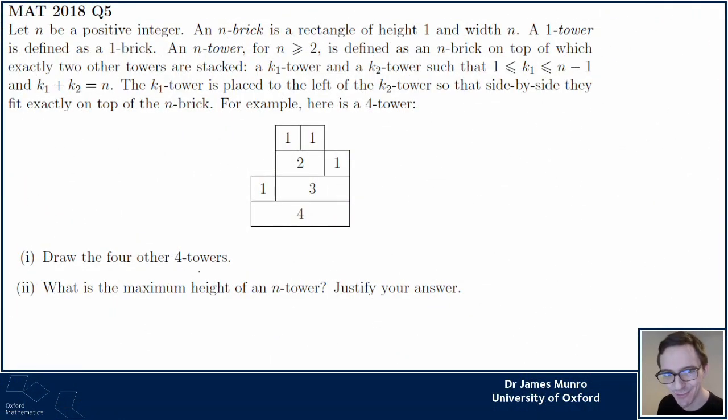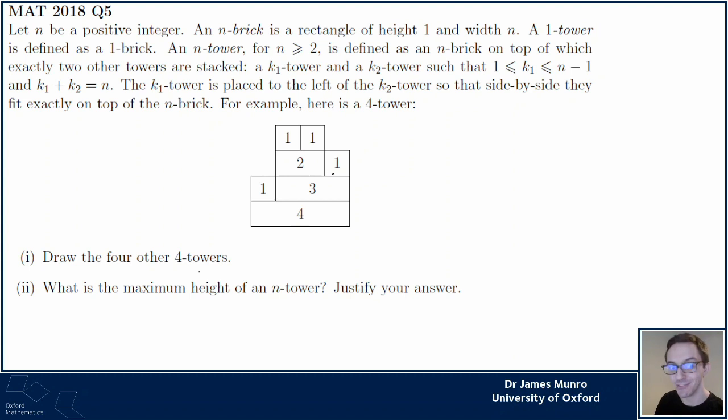Question 5, this is one of the ones where we define some words and ask you to draw some pictures and work out what's going on. Here we define an n brick to be a rectangle of height 1 with width n, and a tower is a stack of those bricks with some rules. Here's a picture of a 4 tower, and the rule is that in each level above something other than a 1 tower, you need to put 2 towers together so that the sizes add together, and they fit next to each other like that. Okay, so here 4 is 1 plus 3, 1 is fine, but then 3 we need to split down into 2 plus 1, and then 2 we can split down into 1 plus 1.